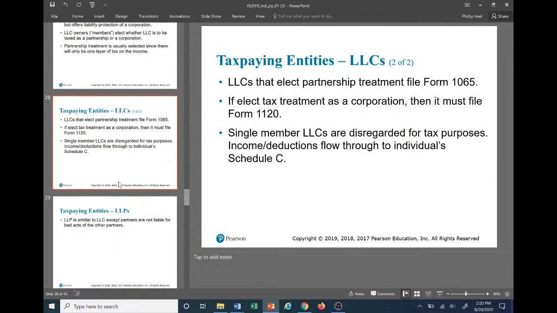So LLCs that elect partnership treatment file Form 1065. If they elect tax treatment as a corporation, then they must file Form 1120. Single member LLCs are disregarded for tax purposes, meaning that it's just going to flow through to the individual Schedule C for the income and deductions. They're not going to get the option to choose if they want to be treated as a partnership or as an S Corp because they're just a single member.